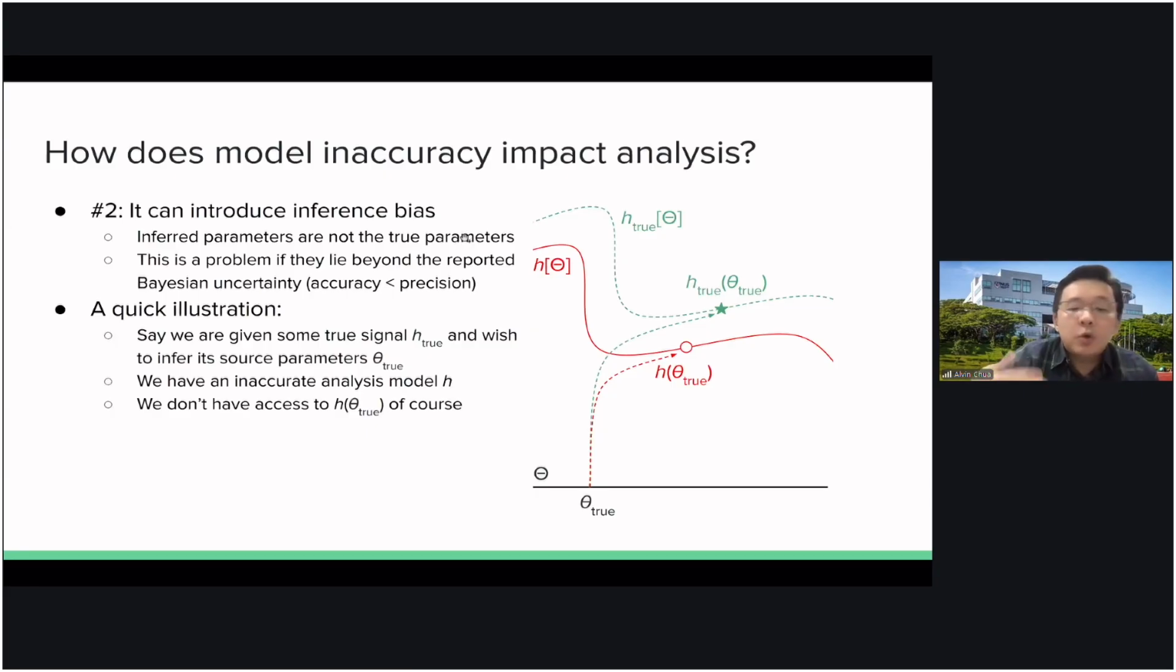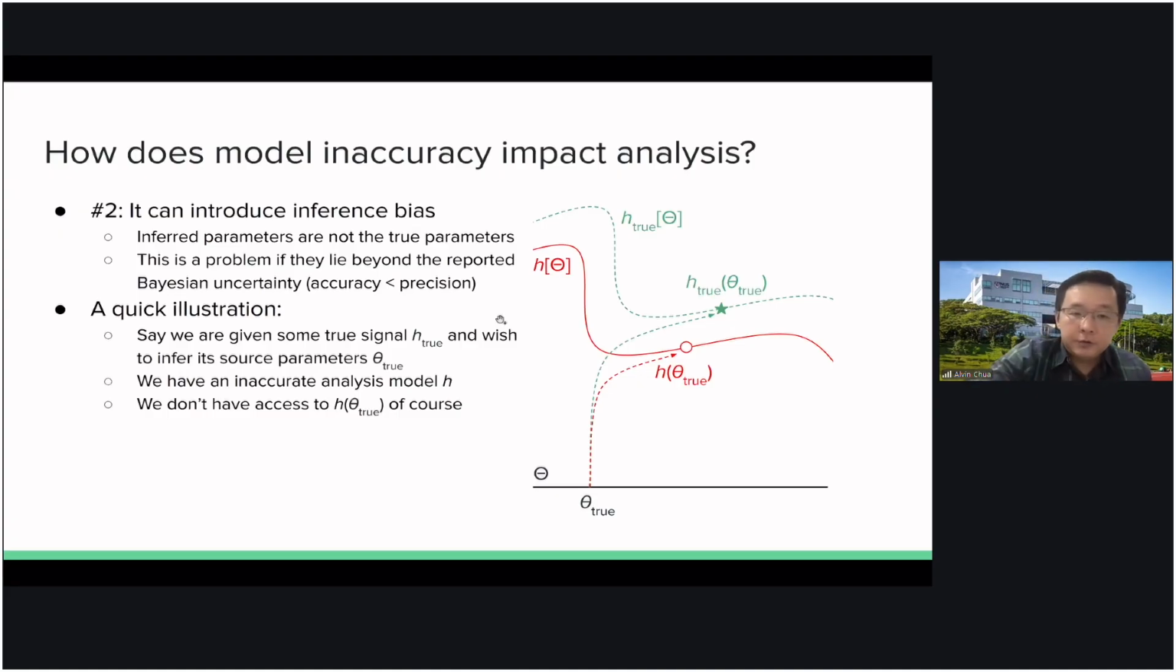Okay, so I'll give a quick illustration of how inference bias arises. Say we are given some true signal, h_true, the green star here. We may or may not have the true waveform model that returns h_true as a function of theta_true. But theta_true is basically what we wish to infer.